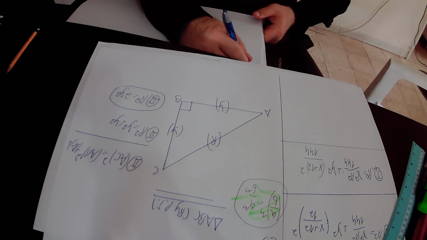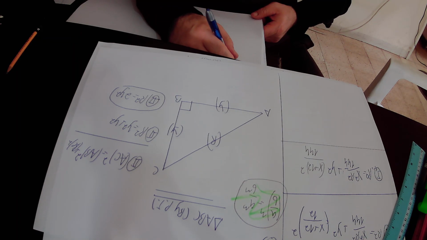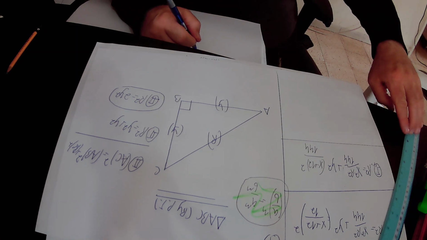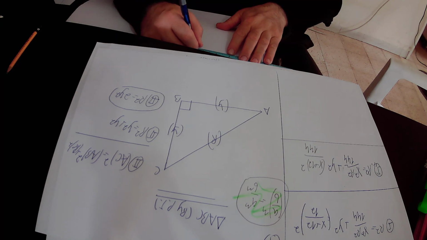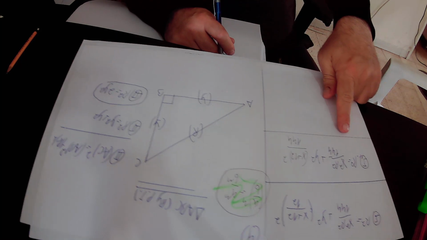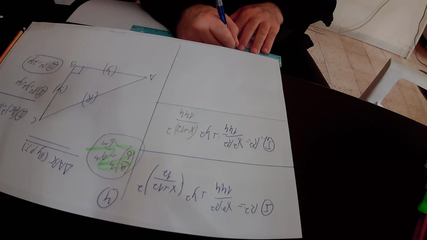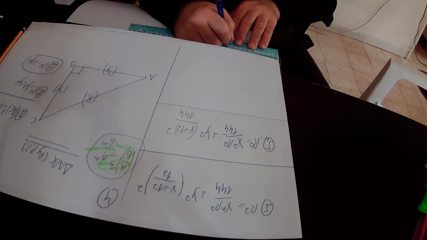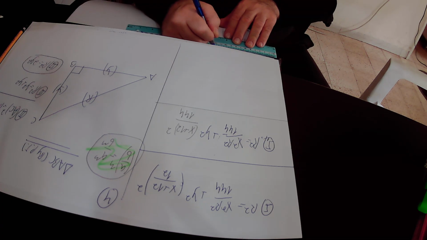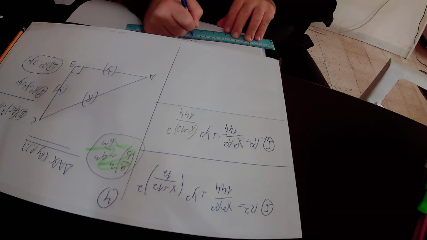Repeat again, according to equation 2, we actually found out that R squared equals 2Y squared. This is according to equation 2. Well, according to equation 1, we have already found out that R squared equals x squared times R squared over 144 plus Y squared times (x plus 12) squared divided by 144.